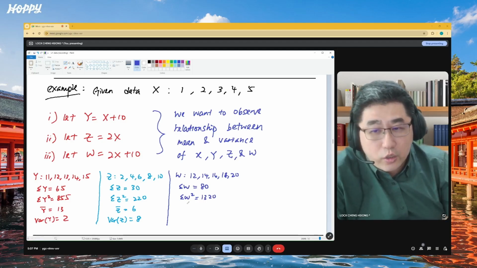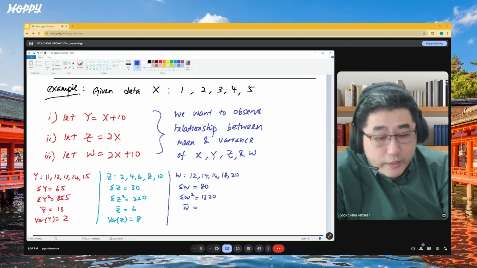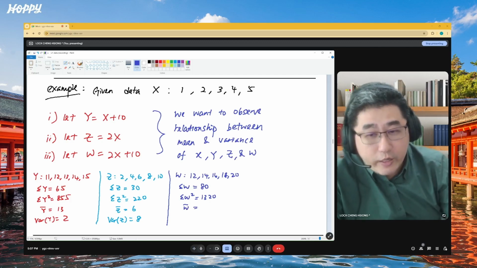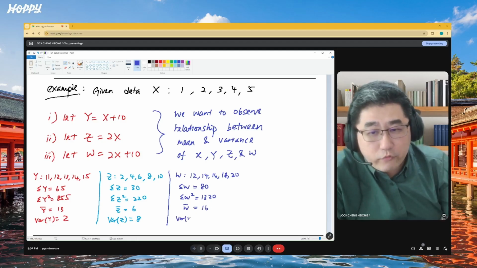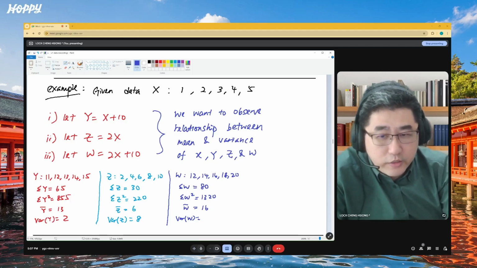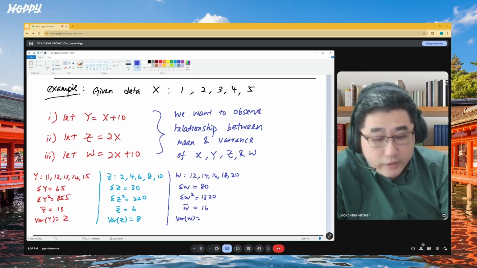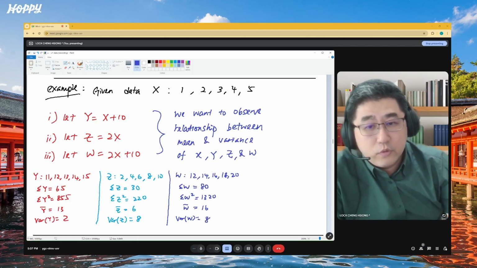So I have 1320. Then I calculate the average of w, mean of w: 80 divided by 5, I have the value 16. And the variance of w, I have 1320 divided by 5 minus 16 square. I have the value 8.